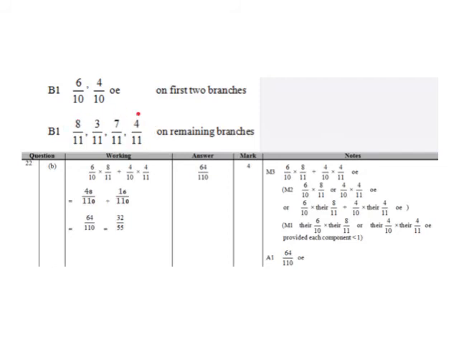All of the remaining probabilities are needed for the second mark. For the 3 method marks, what you're doing is multiplying and adding the 2 correct probabilities, working your way through the probability tree, and arriving at your answer, 64 over 110. Those are the marks. It's worth looking at a mark scheme every now and then just to see how things are done behind the scenes.